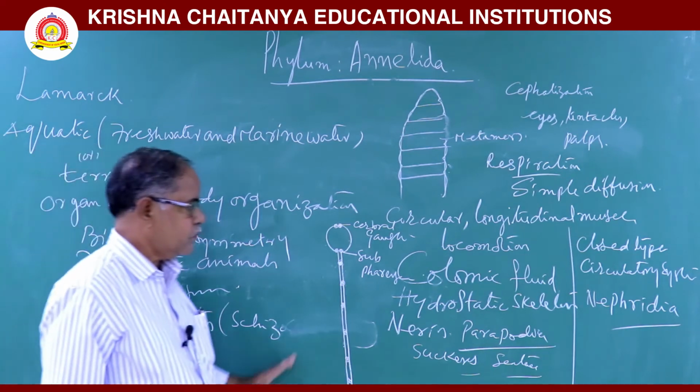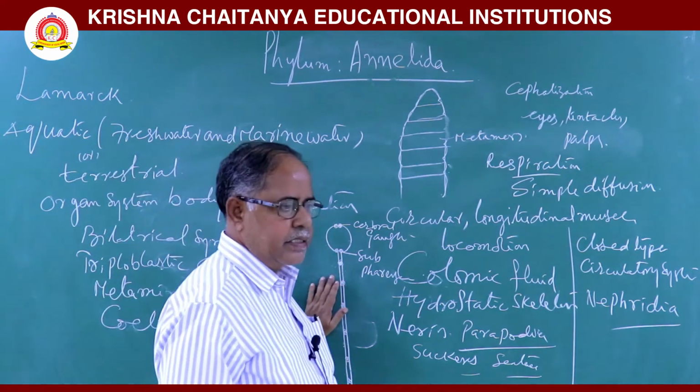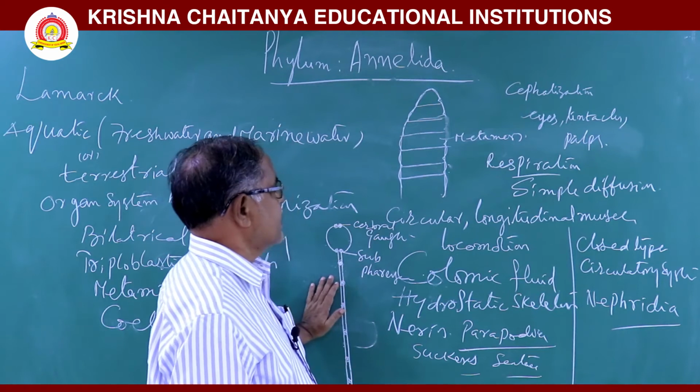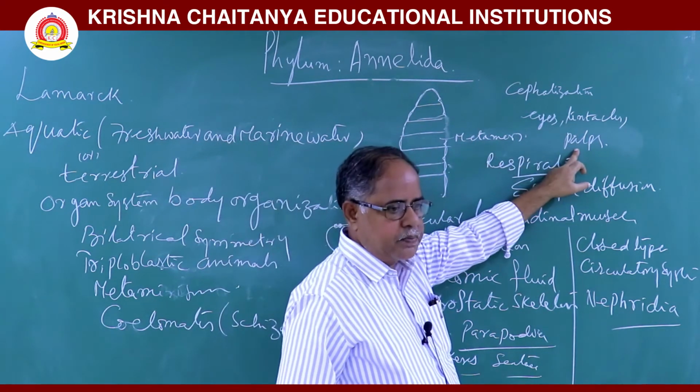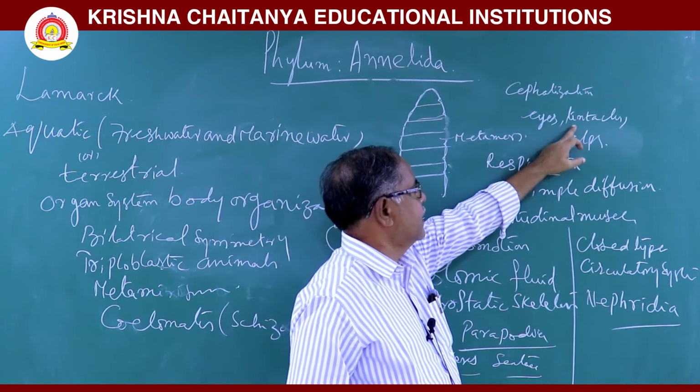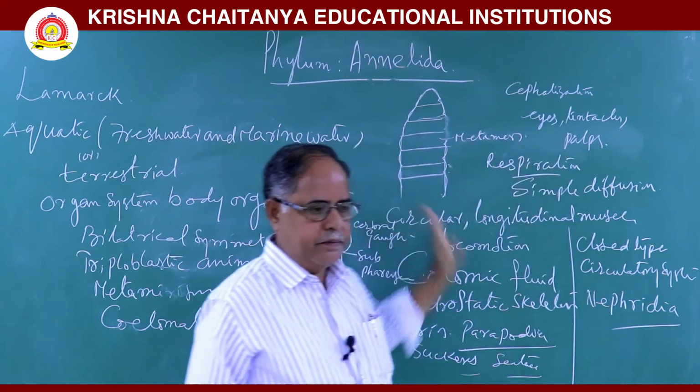Next, in these animals, sense organs are there. These sense organs are eyes, tentacles and palps.